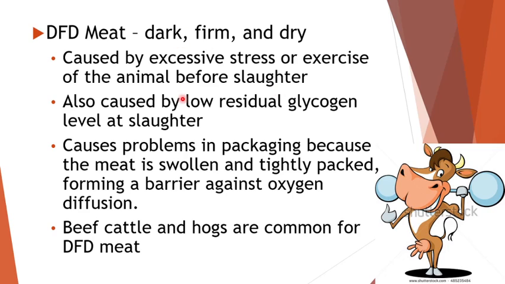Another reason that DFD meat is produced is the low residual glycogen level at the time of slaughter. Now, DFD meat would cause problems in packaging because the meat is swollen and tightly packed, and it forms a barrier against oxygen diffusion. So it does not really look good, and it's really dark, the opposite of PSE. Usually beef, cattle, and hogs are the common animals for DFD meat.